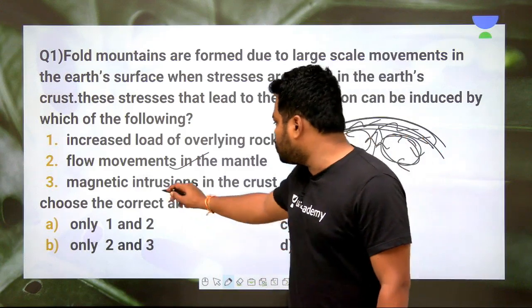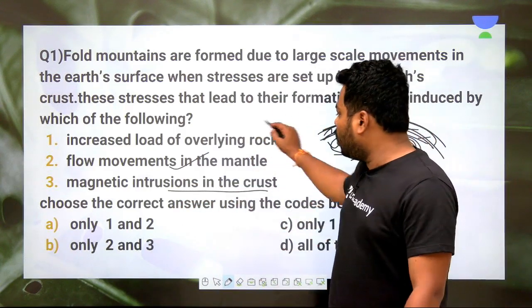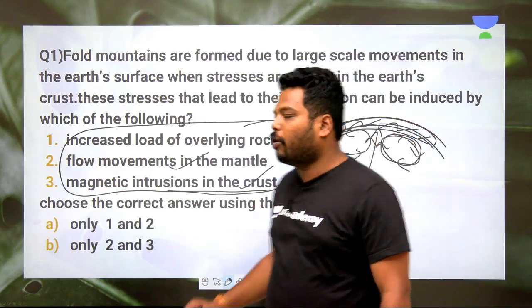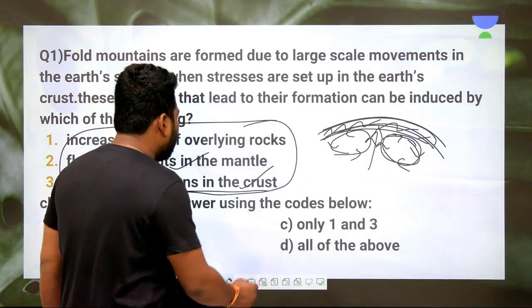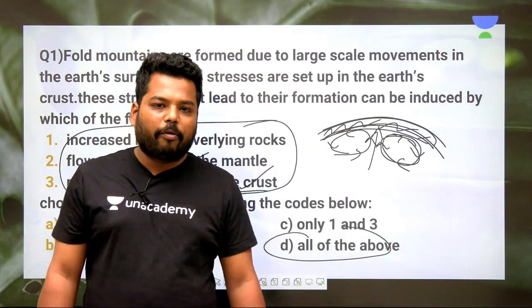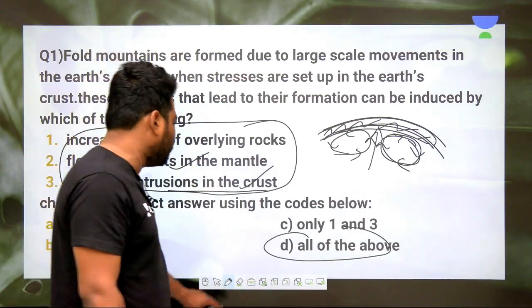And magmatic intrusions in the crust, yes, they are also true. All these are reasons which have created the stress on the earth surface and which has led to formation of the fold mountains. And hence option D, all of the above, is the perfect answer for this particular question.